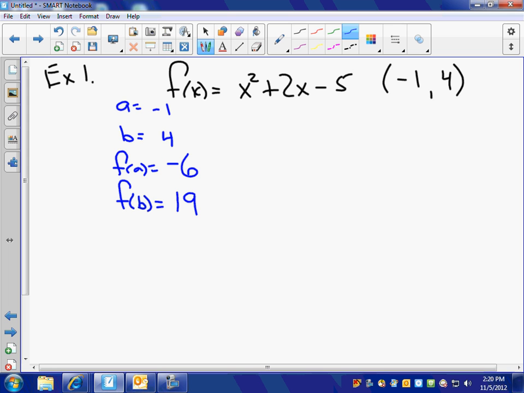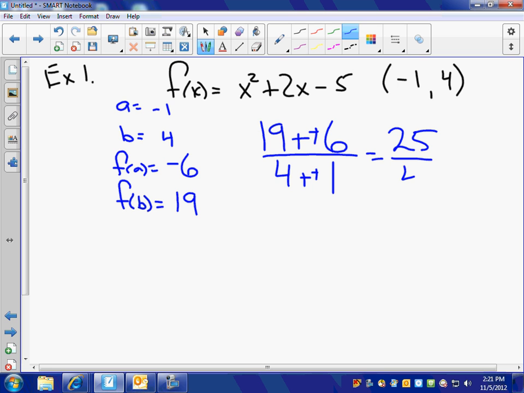So I have my 4 values, and now I can simply plug it into my formula for average rate of change. F of b, which is 19, minus f of a, which is -6, divided by b, which is 4, minus a, which is -1. You can see we will add the opposites. 25 over 5, which is 5. That's my average rate of change.